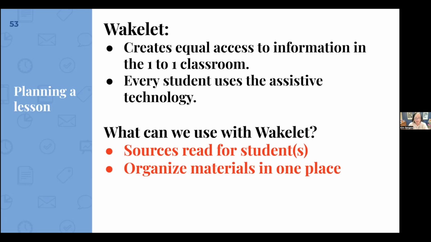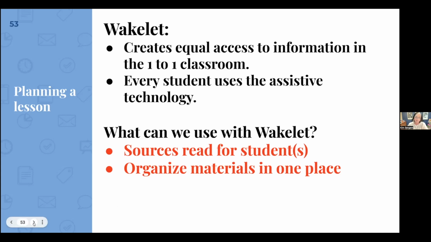It's going to create equal access, again, especially in the one-to-one classroom. And every student uses the assistive technology. So therefore, especially within UDL, there's no distinction. Everybody uses it. You know there are students who are not necessarily within special education, but who could benefit greatly from the accommodations and modifications that we give our special populations. All of them can benefit. There is absolutely nothing wrong. We should do that for all of them.